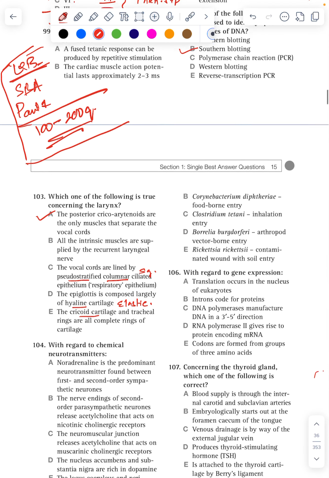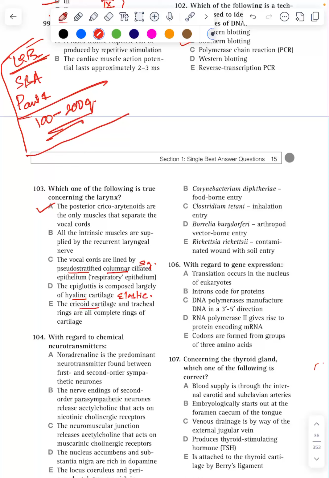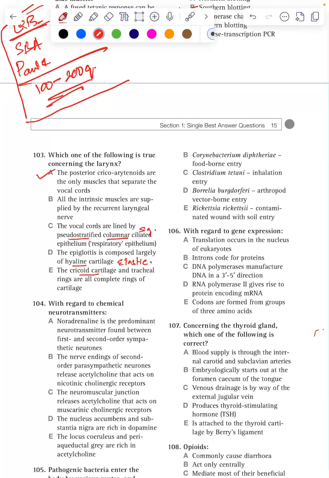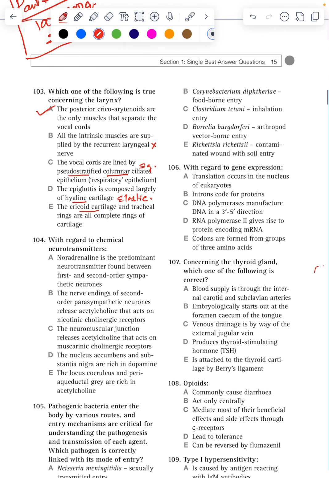Which one of the following is true concerning the larynx, the posterior cricoarytenoids? All the intrinsic muscles are supplied by the recurrent laryngeal nerve. This is wrong because the superior laryngeal nerve supplies the cricothyroid muscle. Vocal cords are lined by squamous epithelium. The epiglottis is elastic cartilage. Cricoid cartilage and tracheal rings are complete. It is not so: cricoid is complete, tracheal rings are incomplete.